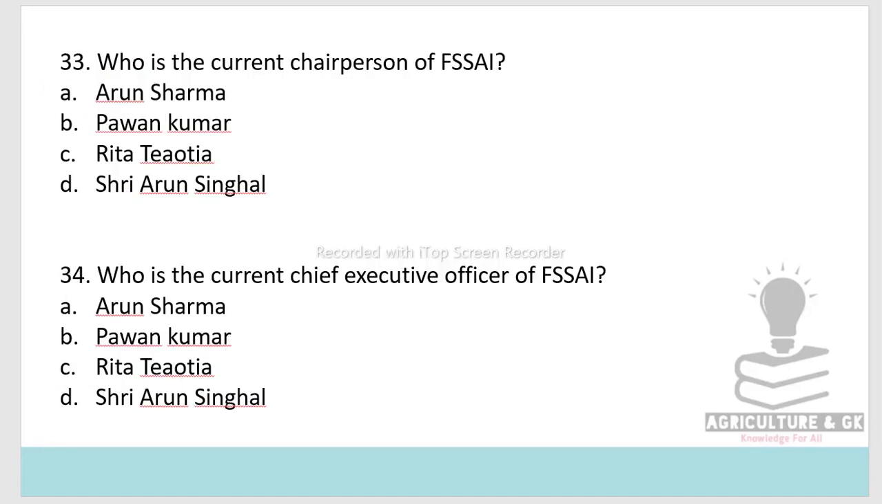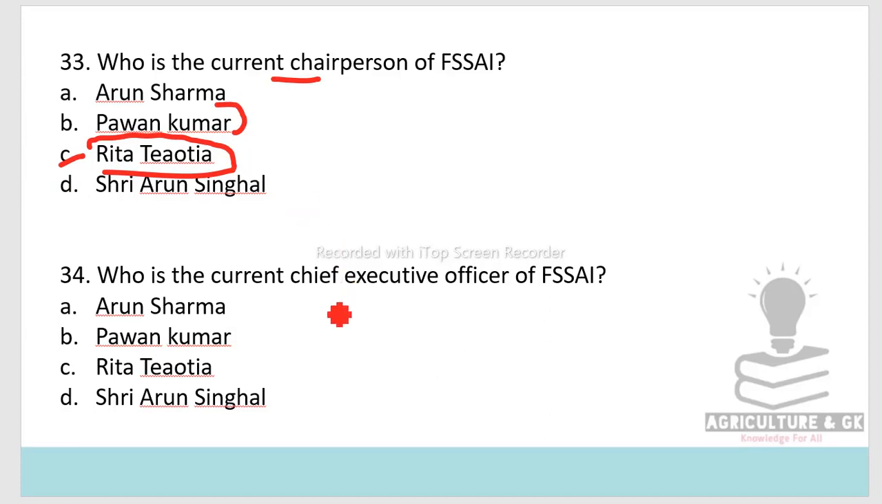Now moving to the next question. Who is the current chairperson of FSSAI? Arun Sharma, Pawan Kumar, Rita Tiotia, Shri Arun Singhal. So Pawan Kumar was a former chairperson or former CEO. We have already discussed it. Now who is the current chairperson of FSSAI? Current chairperson of FSSAI is Rita Tiotia. Option C. So Rita Tiotia will be the right answer for the current chairperson of FSSAI.